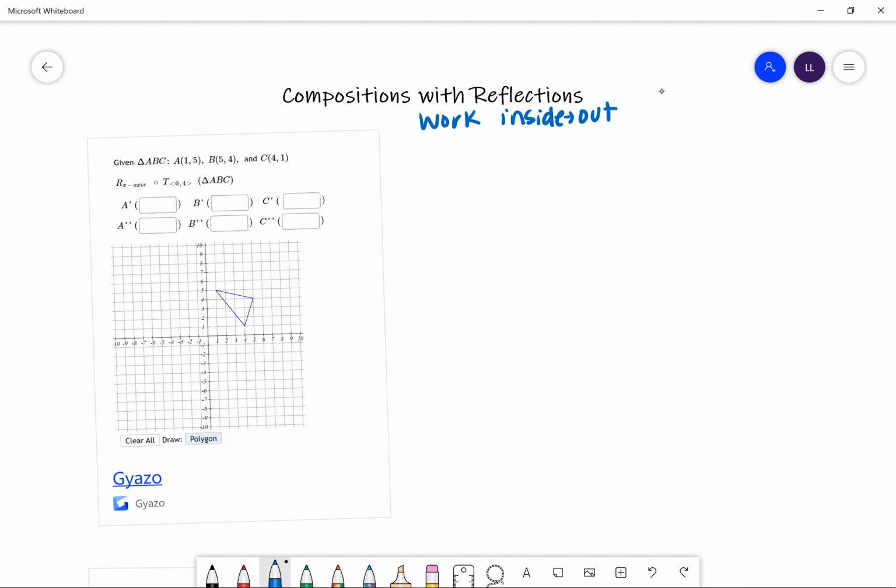So here in this example, we have a reflection over the x-axis and a translation of 0 units to the right, or left rather, and then 4 units up because it's +4. And remember, zero is neither positive or negative, so nothing is happening to the left or the right. And then 4 units up because it's a +4.